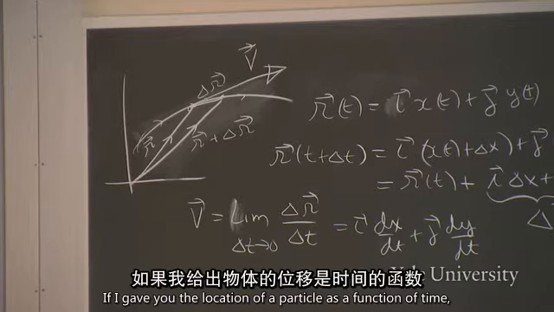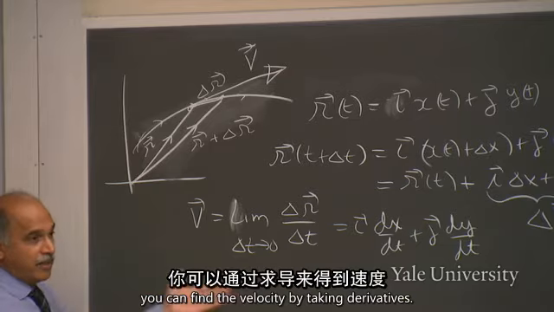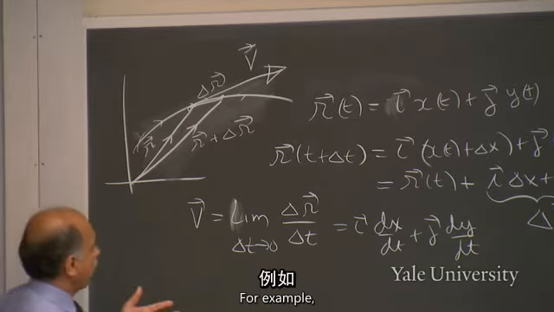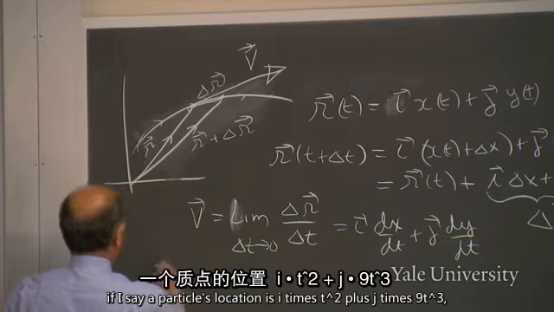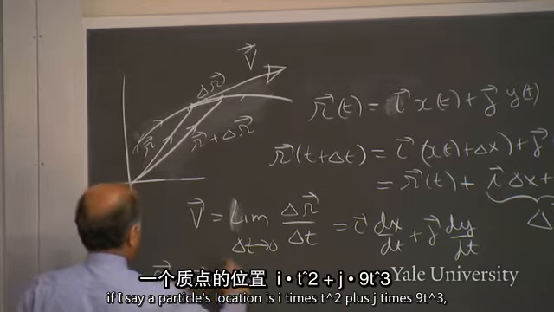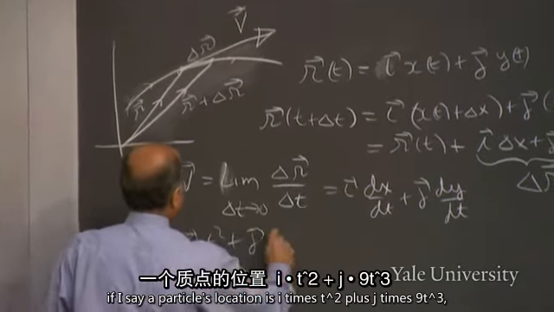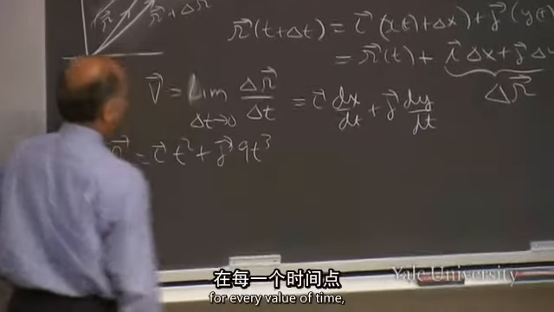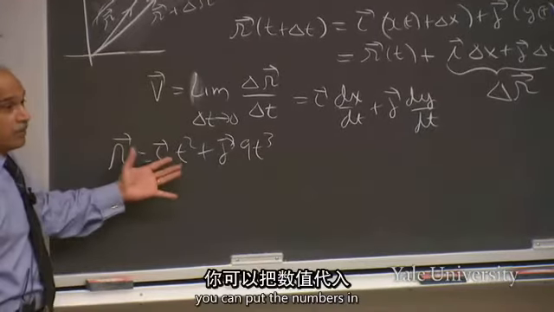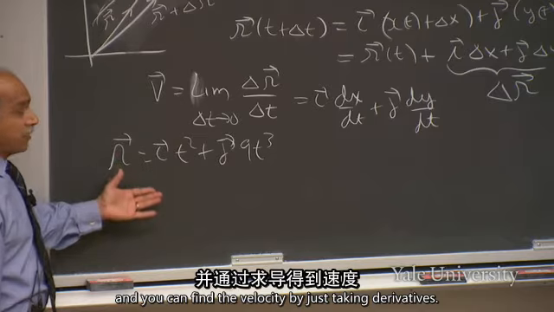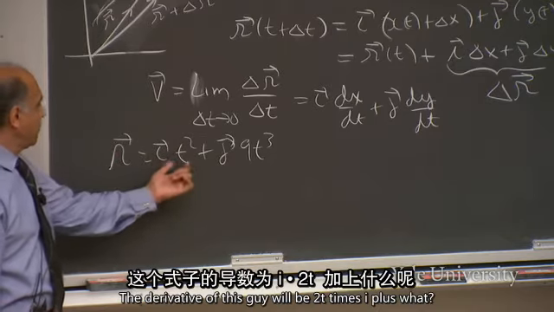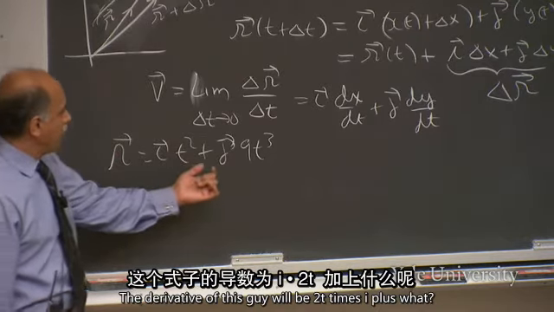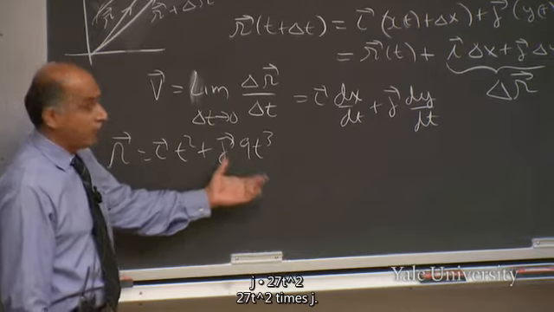So if I gave you the location of a particle as a function of time, you can find the velocity by taking derivatives. For example, if I say a particle's location is i times t squared plus j times 9t cubed, for every value of time, you can put the numbers in, and you can find the velocity by just taking derivatives. The derivative of this will be 2t times i plus what? 27t squared times j.